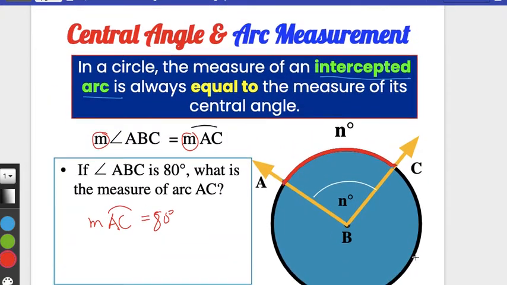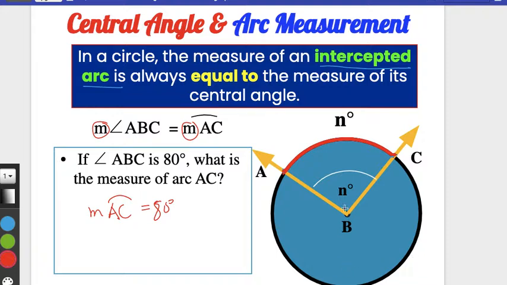One important fact is that the measurement of the central angle is the same as its arc measurement. We call this piece of arc the intercepted arc, because the two endpoints formed by this piece of arc match the angle. So remember this: the arc measurement is always the same as the central angle.